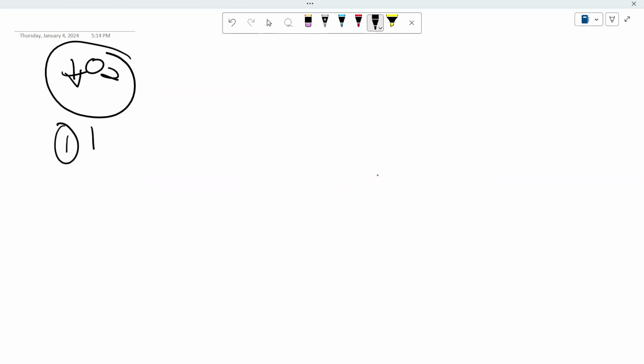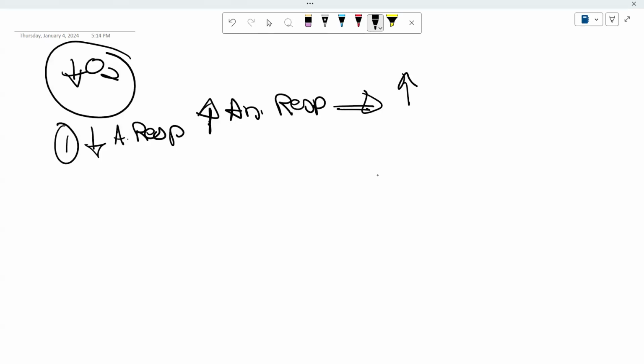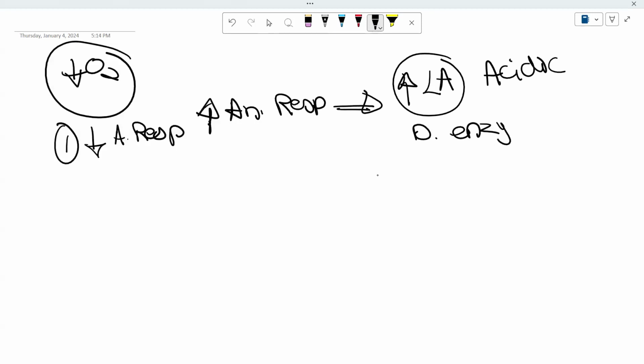Number one, there is a decrease in aerobic respiration and an increase in anaerobic respiration. This is something that we took last year, by the way, and this is going to increase the concentration of lactic acid, making the blood acidic, denaturing the enzymes. This is last year material. Any questions over this point? No.